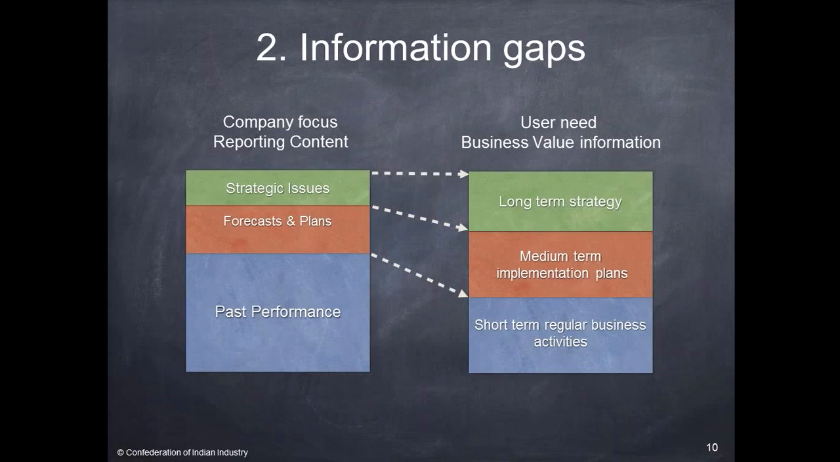Now in this one, I'm hoping the slide is pretty clear now, but the information gap is that between what is reported and what the user needs. So here you have the company focus is on strategic issues, forecasts, and past performance, whereas an investor needs long-term strategy. It needs information on the short-term business activities, the medium-term plans, and the long-term strategy. The user, which is the investors, typically need a more forward-looking piece of information, whereas the current corporate reporting is much more backward-looking. So therein lies your information gap.